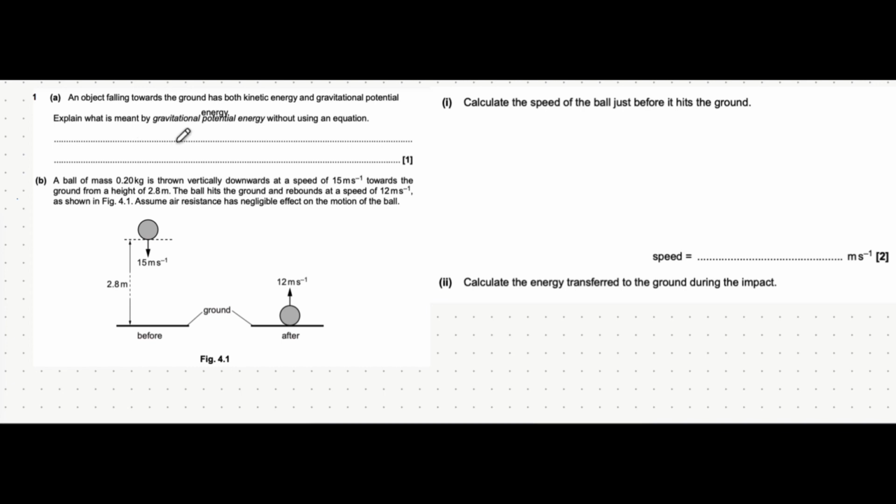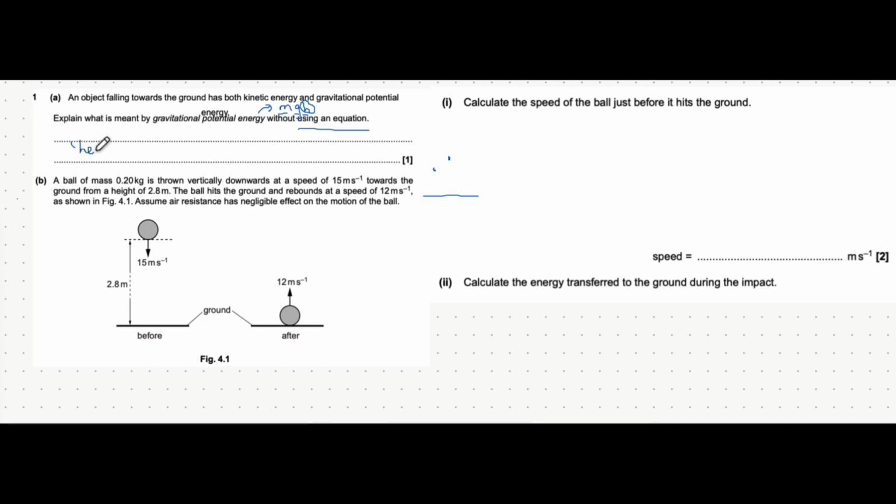It says explain what's meant by gravitational potential energy without using an equation. Now in A-level physics, a lot of the time you can't just use an equation to define whatever it wants you to define. But I'm going to cheat a little bit here because we know that the equation is mgh. We know that it's dependent on mass. G is always constant, but it's dependent on height. If we have two objects that are the same mass, the one that's higher is going to have more gravitational potential energy. So that's what you want to mention in your answer, something relating to height.